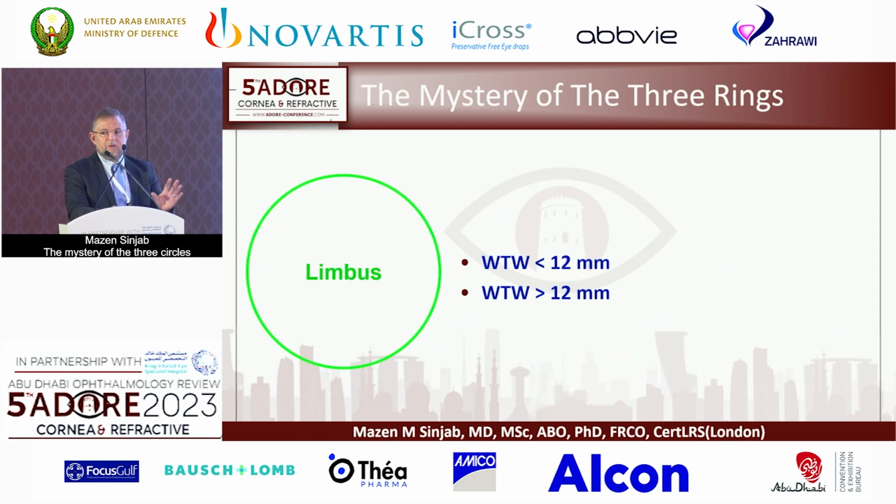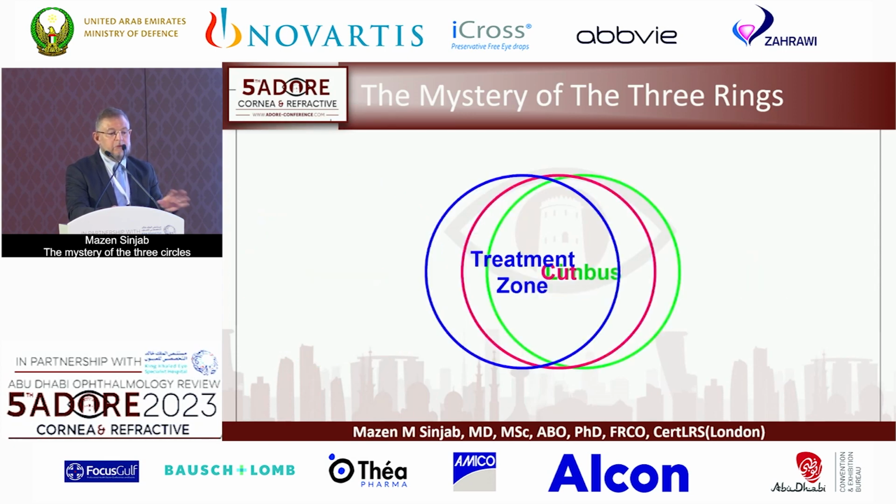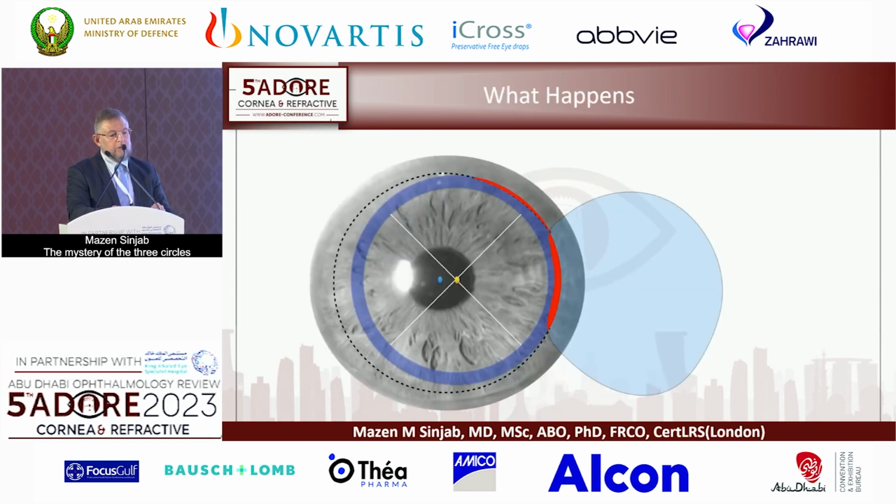We have to choose, especially if we are using the femtosecond, the cone size based on the white to white, because if it is less than 12 millimeter, then it should be small, and if it is more than 12 millimeter, usually we choose the medium. And this is important to avoid loss of suction, and at the same time to avoid intersection with the limbus. Okay, to choose the cone size and to choose the flap diameter. So how to interpret all of that all together?